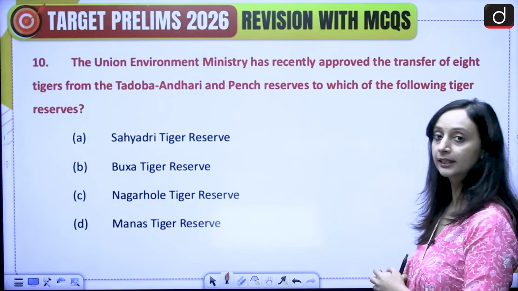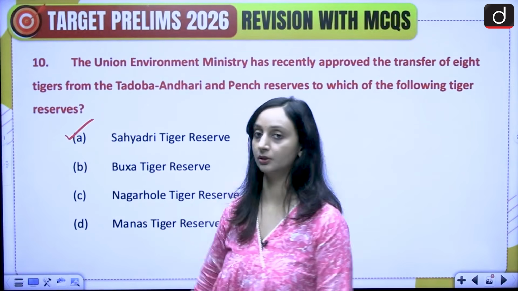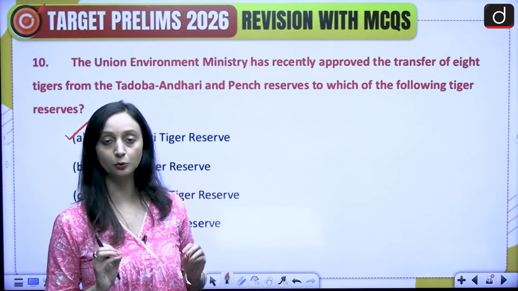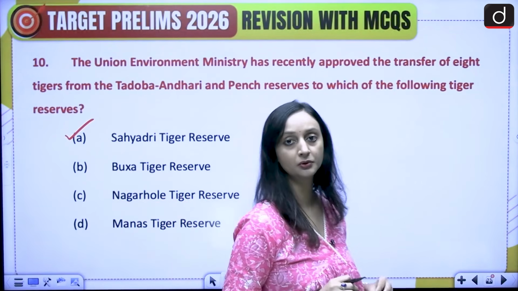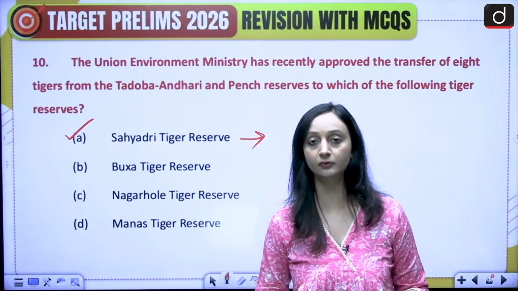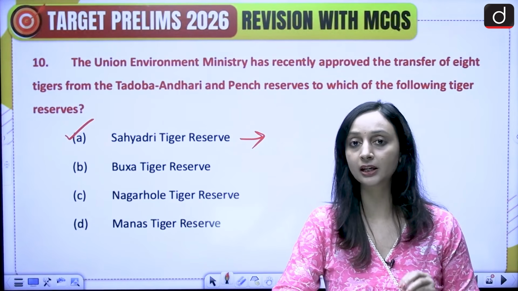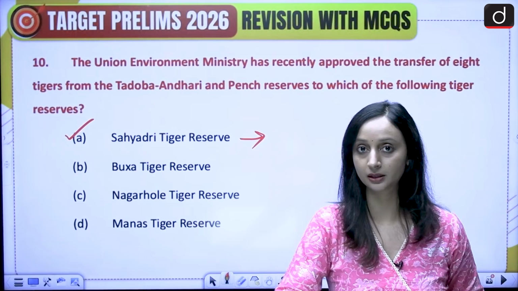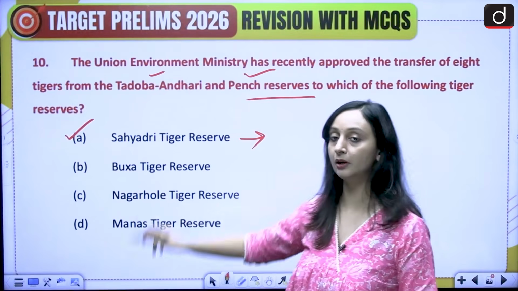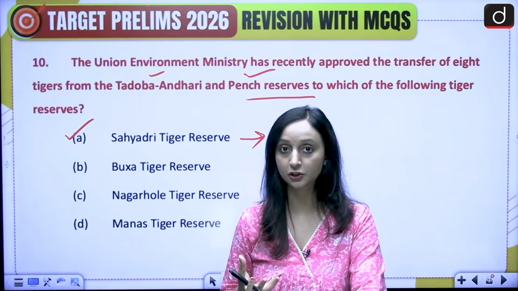So very recently this has been approved for the Sahyadri Tiger Reserve. Tigers from Tadoba and Pench are going to be moving to the Sahyadri Tiger Reserve because this is an ideal habitat. This tiger reserve in the Western Ghats is an ideal habitat for tigers, and right now it has a very low number of tigers. But when we talk about Tadoba and Pench tiger reserves, here we have already reached the carrying capacity of these reserves. There is an overpopulation of tigers.